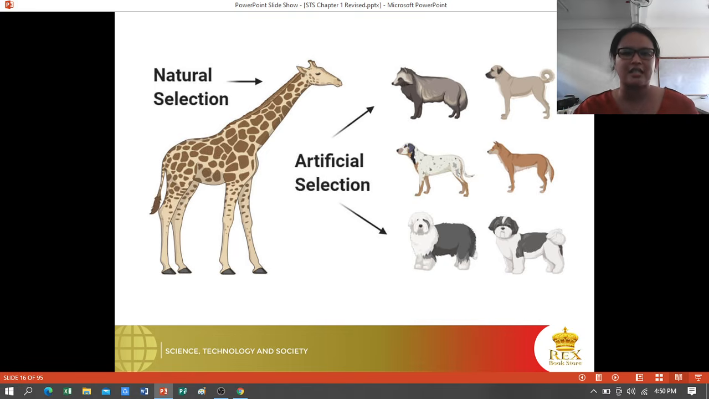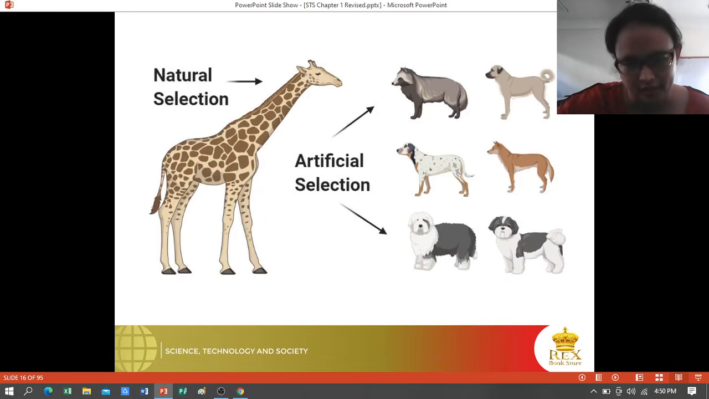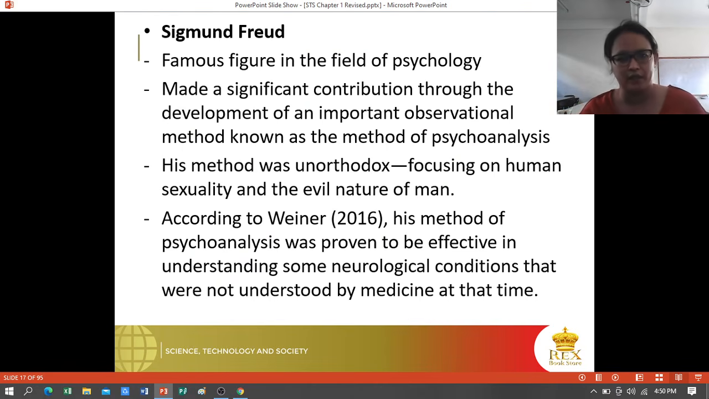Okay, so that is all about Charles Darwin. Now, we will proceed to Sigmund Freud. Sigmund Freud was born on May 6, 1856. Pareho lang sila ni Charles Darwin, 18th century sila pinanganak. Kung si Darwin pinanganak sa England, Sigmund Freud was born in the Austrian town of Freiburg, in the Czech Republic.